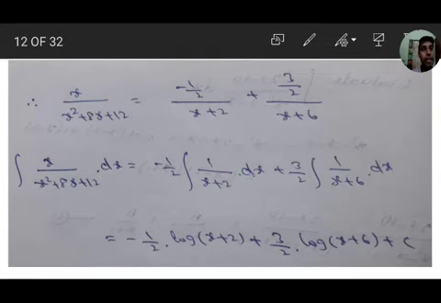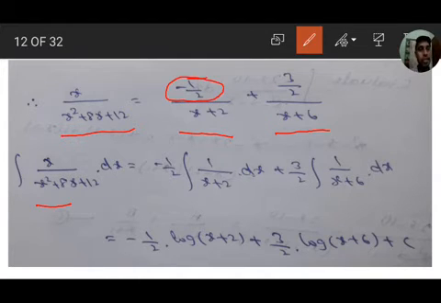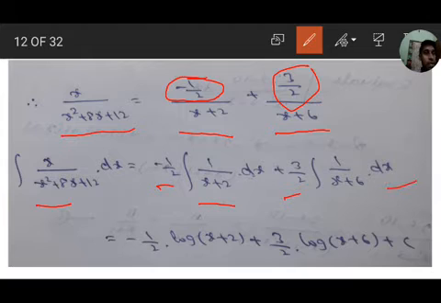Equation 1, that is x by (x square plus 8x plus 12) equal to minus 1 by 2 into 1 by (x plus 2) plus 3 by 2 into 1 by (x plus 6). So integration x by (x square plus 8x plus 12) dx: minus 1 by 2 is the coefficient outside, integration 1 by (x plus 2) dx, 3 by 2 is outside, 3 by 2 into integration 1 by (x plus 6) dx.